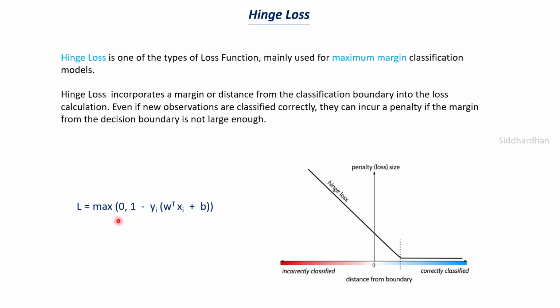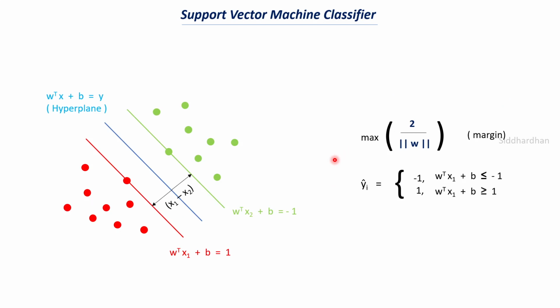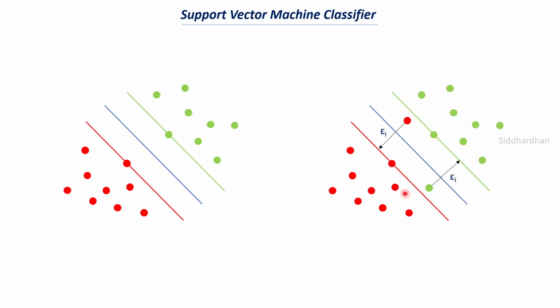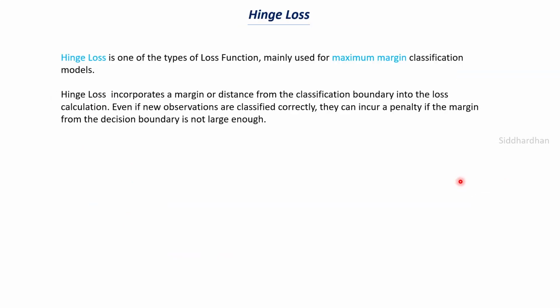Hinge loss is equal to max(0, 1 - yi(w^T xi + b)). This w^T xi + b is nothing but your y cap, your predicted value. So this is your y hat, the value predicted by your model. This value will be either -1 or +1. If it is a negative value, it will be taken as -1. If it is a positive value, we will take it as +1, right? This is your predicted value, and the value for this is w transpose x plus b. That's what we have written here.